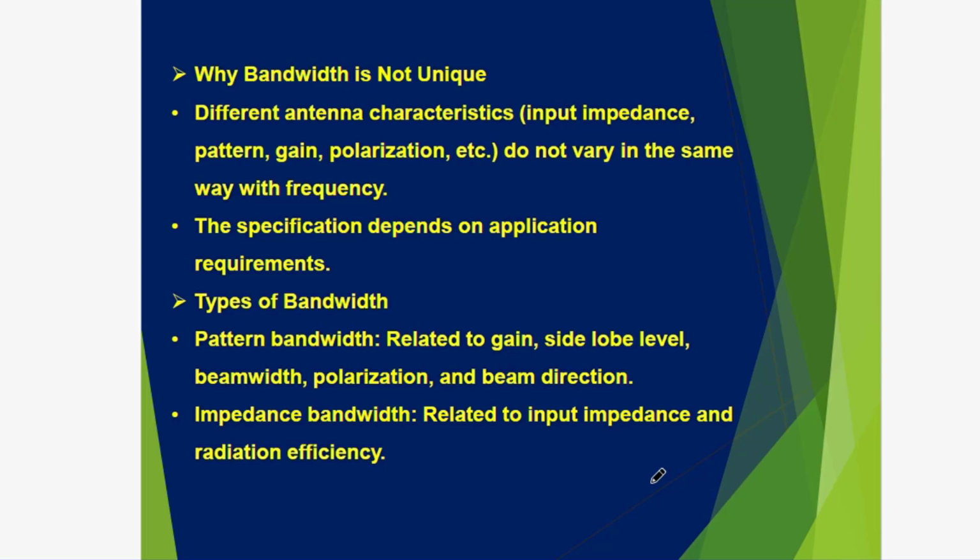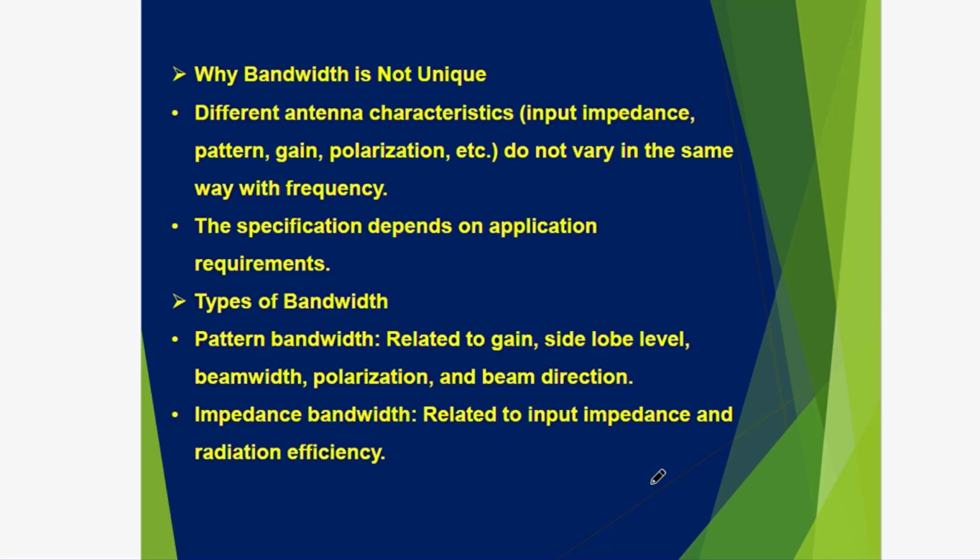Then, why is bandwidth not unique? Why is the bandwidth definition not a general definition? Because different antenna characteristics, that is input impedance, pattern, gain, polarization, etc., do not vary in the same way with frequency. That is the reason we can't generalize the definition of bandwidth. It can be defined in different ways for different characteristics. The specification depends on application requirements.